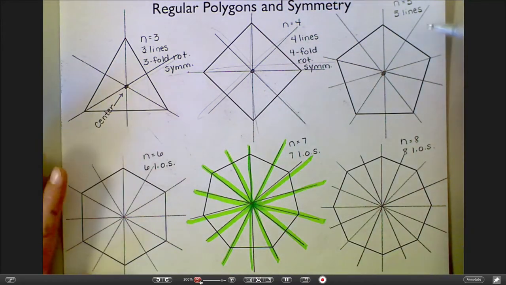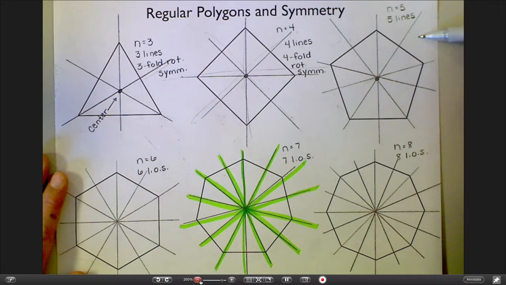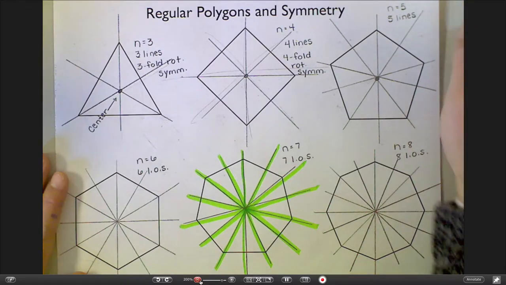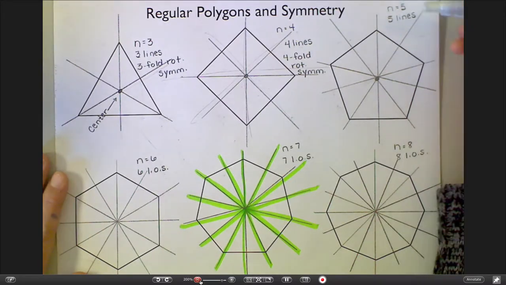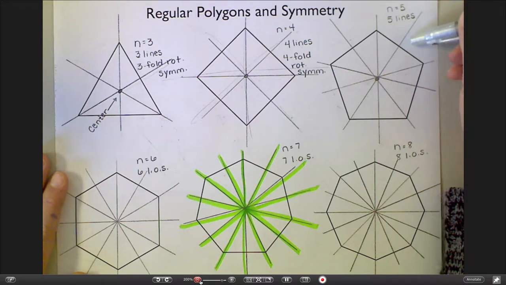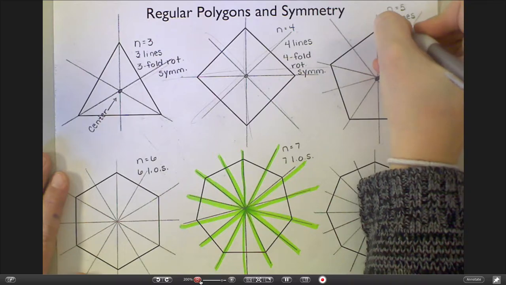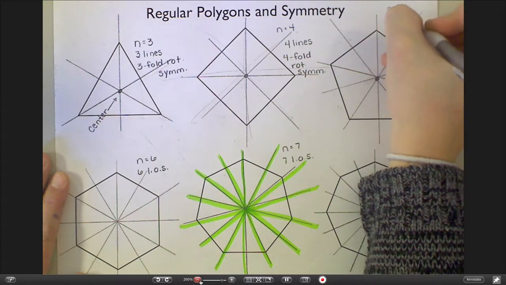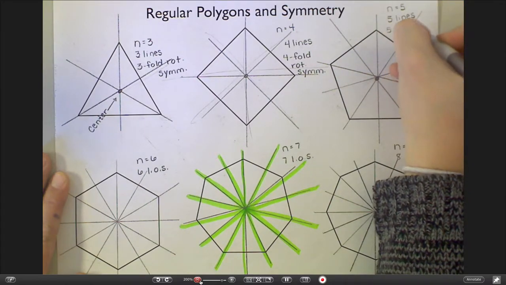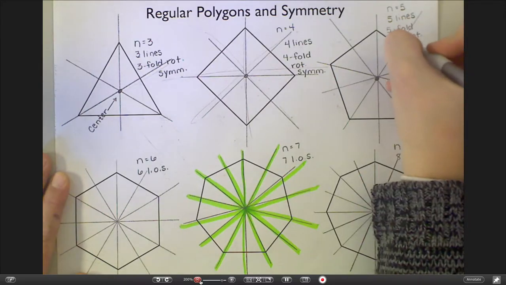So if you had to guess, how many times could you spin this one? 5, yeah. So if it's a 5-sided figure, it has 5 lines of symmetry and it has 5-fold rotational symmetry, which means you could spin it 5 times before it lands back on itself. Do you need me to write all of these in? Good.